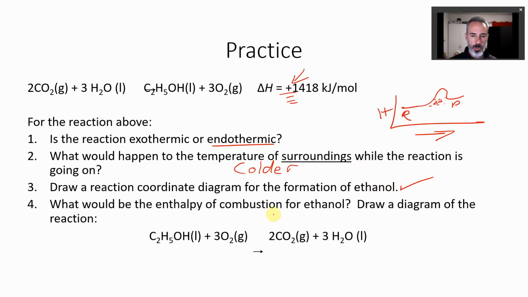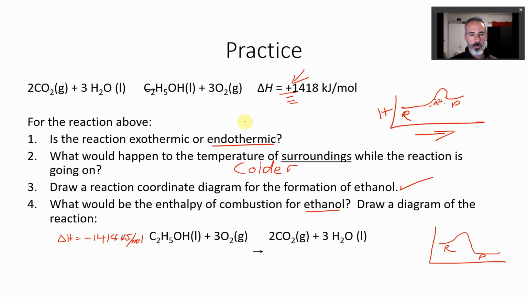And then what would be the enthalpy of combustion for ethanol? Ooh, tricky one. Draw a diagram of the reaction. You notice this reaction is that reaction, except for its arrow even more wonky. Just kidding. What's the difference between these two reactions? Well, one is exactly the backwards of the other. So if this one has to gain energy, that means this one would have to lose energy. And you'd say, how much energy? Well, I bet it would lose negative 1418 kilojoules per mole.